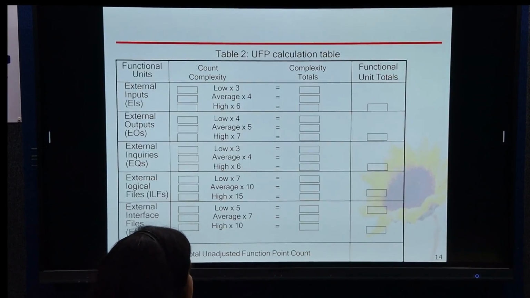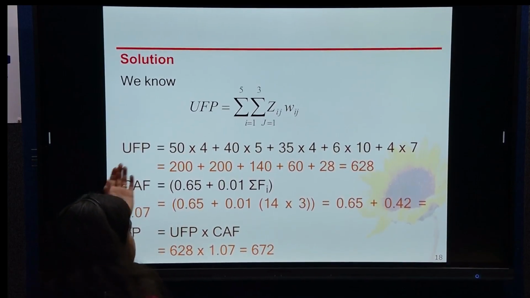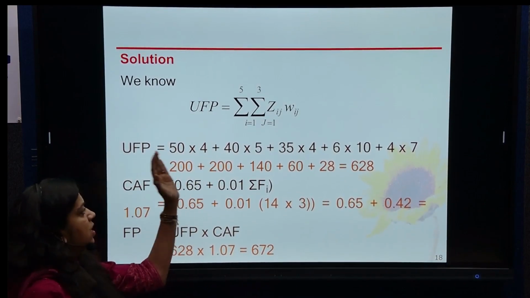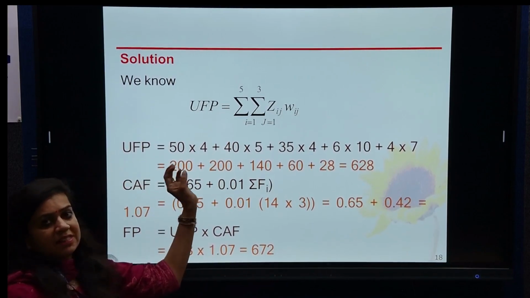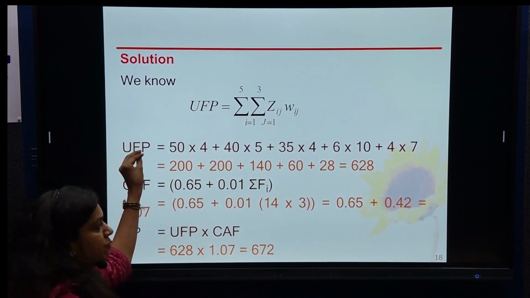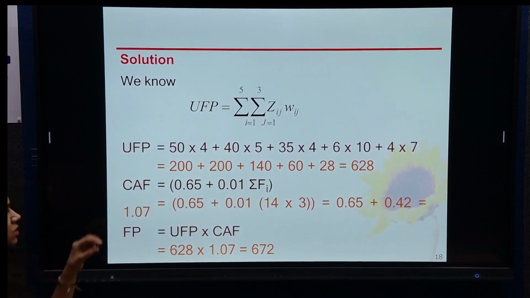So, for calculating UFP, we need to multiply the functional count with its weighting factor. So, we will multiply it and in last we will sum it. So, we get UFP as 628. Now, we will compute CAF, that is complexity adjustment factor.